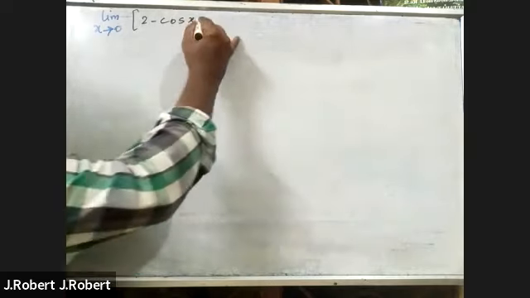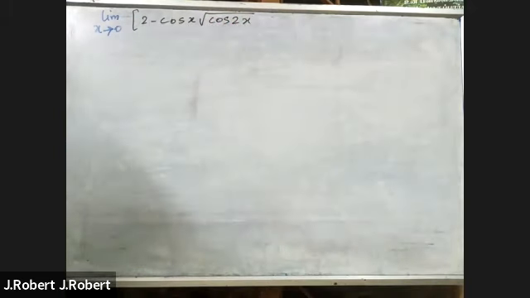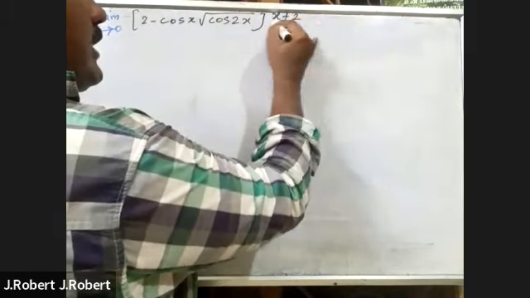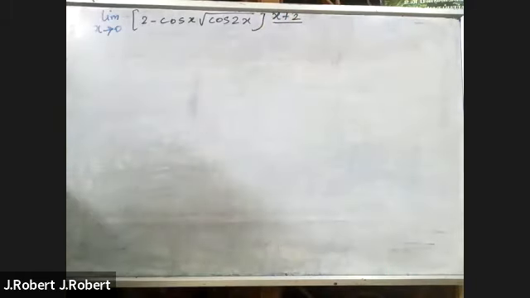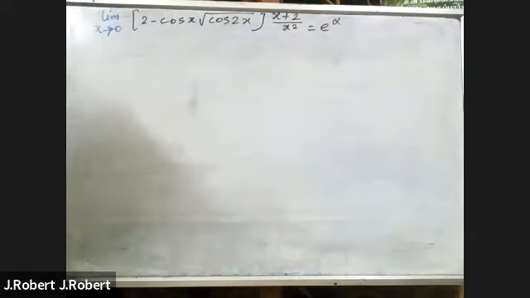2 minus cos x, square root of cos 2x, whole power x plus 2 divided by x square, is equal to e power alpha. Then find alpha.